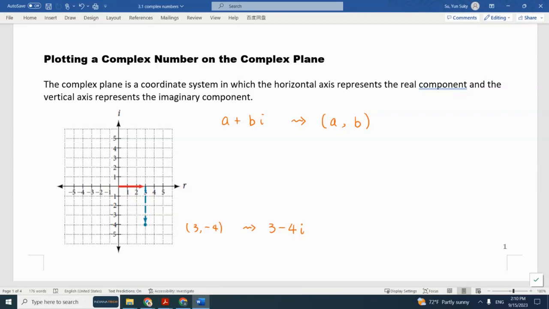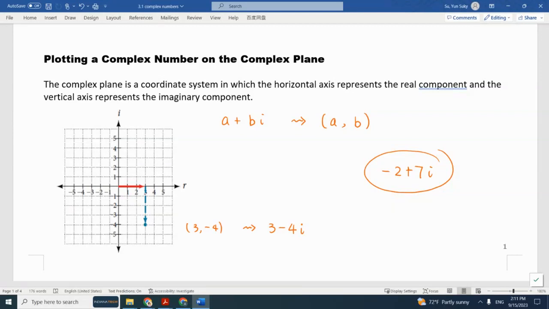Is that okay, everybody? Can you plot the point -2 plus 7i? How can you plot this point? You do -2 and go up to 7. I know this is 6, so 7 might be here. So the point is here.